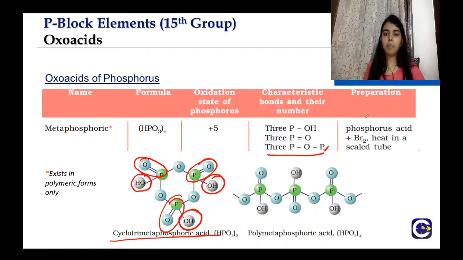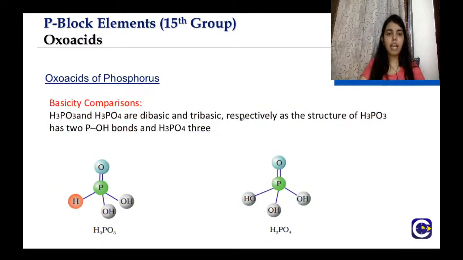So its preparation is phosphorous acid plus bromine. When it is heated in a sealed tube, you will get the metaphosphoric acid. So basically there are two polymeric forms, metaphosphoric acid and polymetaphosphoric acid, right. So while determining the number of P-OH, P=O and P-O-P, basically consider the cyclotrimetaphosphoric acid, right. You will get confused if you take the polymetaphosphoric acid, because you have to complete the chain then, right. Yeah, oxo acids we are done.